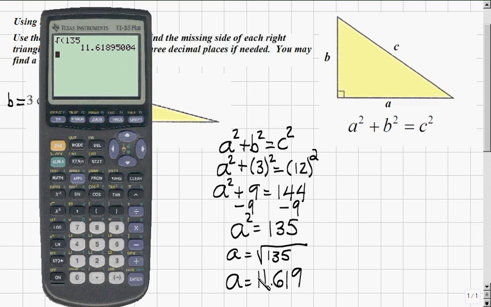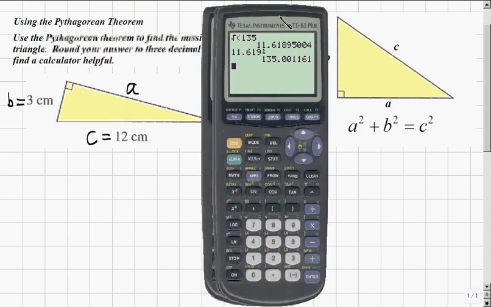Just to show this, if we take 11.619 and square that, we get 135. We get a little extra because we rounded our number. But certainly 11.619 is our third side.